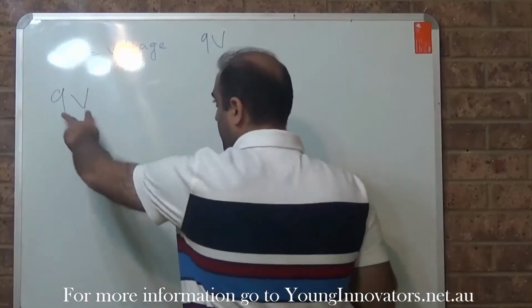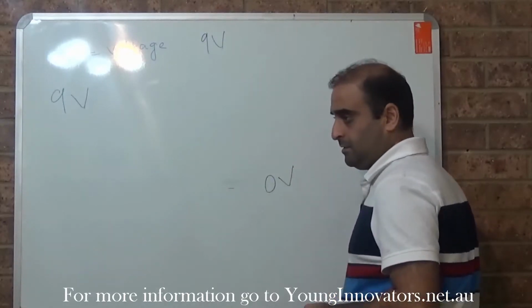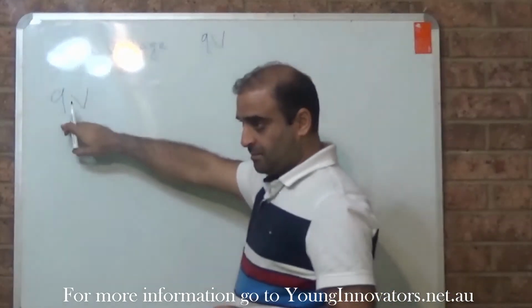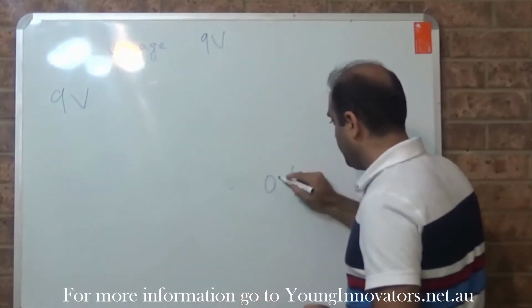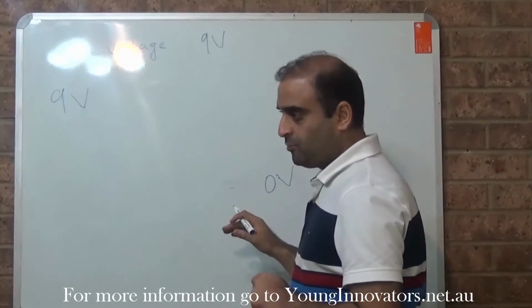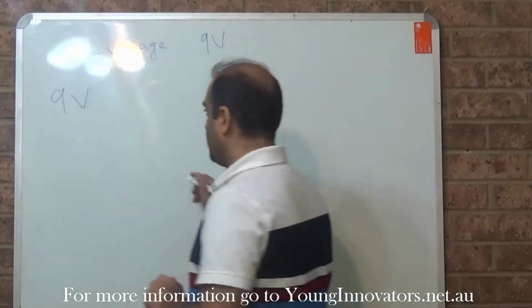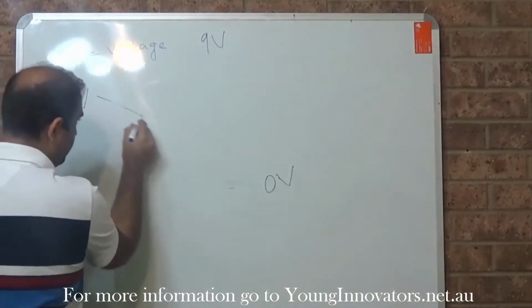So if I have 9 here and I have 0 volts here, that means a really big bucket and a very small or negligible bucket, right? So where will the electricity flow? To 0. From 9 to 0, right? So this will flow this way.